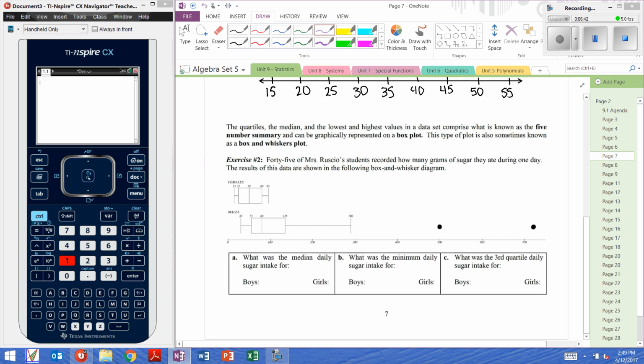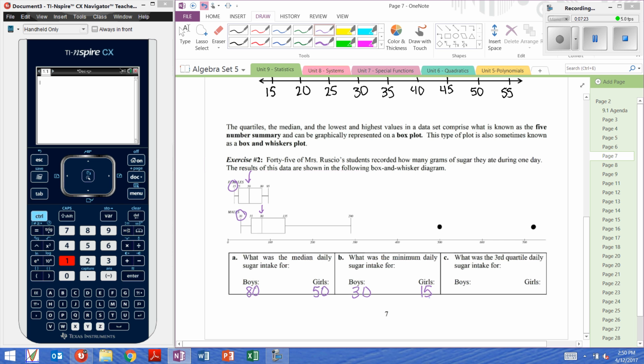So A is asking, what was the median daily intake of sugar for both boys and girls? So remember, the median is what we find as this middle value here, the middle value of the box. So it looks like the girls is 50, where the boys is 80. Comparing the minimum for the boys and the girls, we can see that the minimum of the males is 30, where the females was 15.